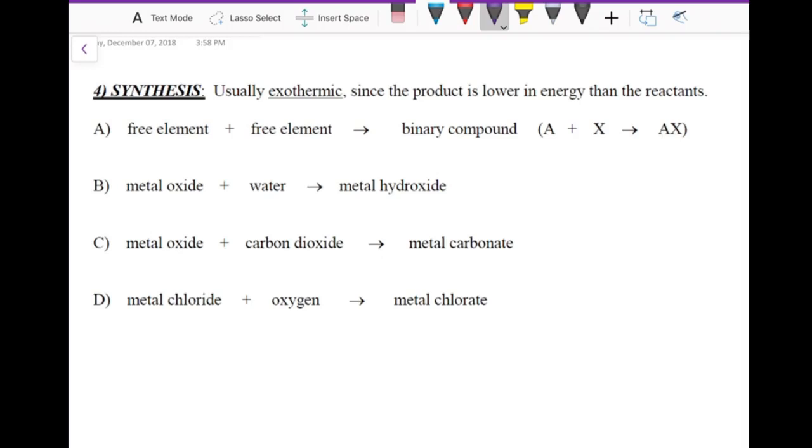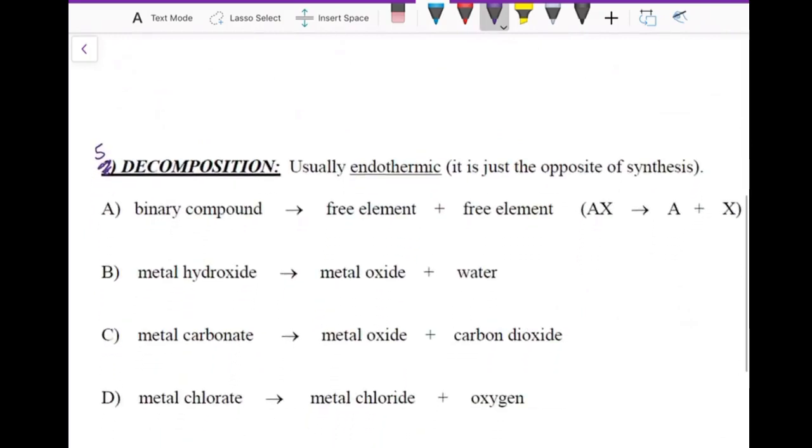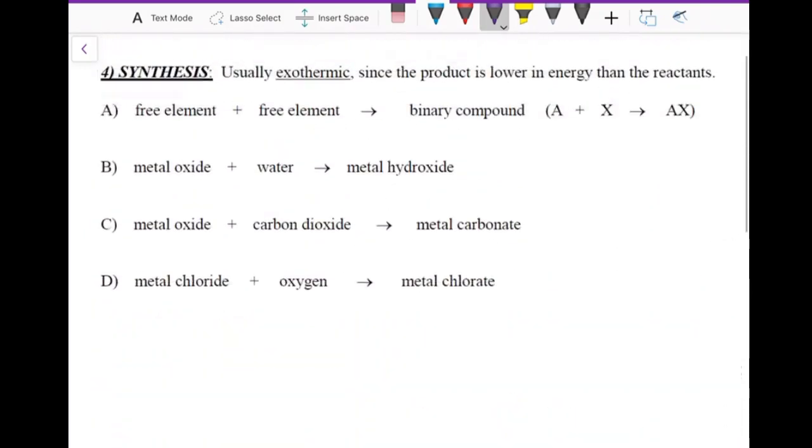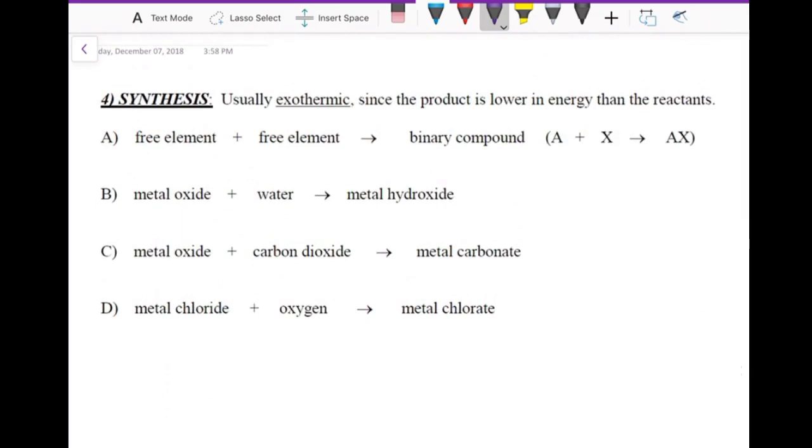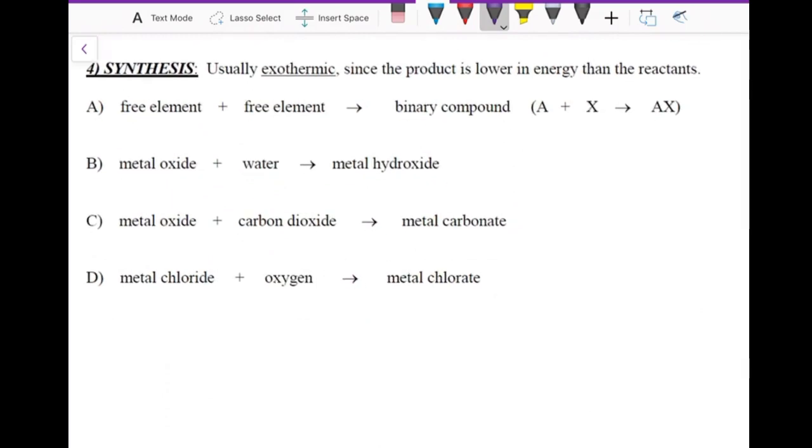Luckily, synthesis is exactly the opposite of decomposition, so it's really only learning 4 new things, but learning them both ways. The simplest type of synthesis reaction is just 2 free elements coming together to form a binary compound. If we had magnesium plus oxygen, those are 2 free elements, and they would come together to form the binary compound magnesium oxide, and then you would just write the formula based on the charges. So 2 plus magnesium, 2 minus oxide, so it's just MgO in a 1-to-1 ratio.